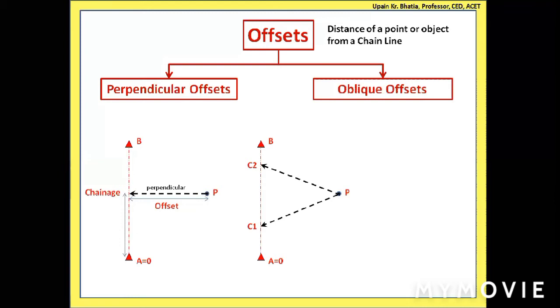So far what we have done is we have observed two distances at chain edges C1 and C2. This distance is inclined, it is not perpendicular. And why are two distances measured in oblique offsets? Because we don't have any angular measurement. Here we have the angular measurement that it is 90 degrees.